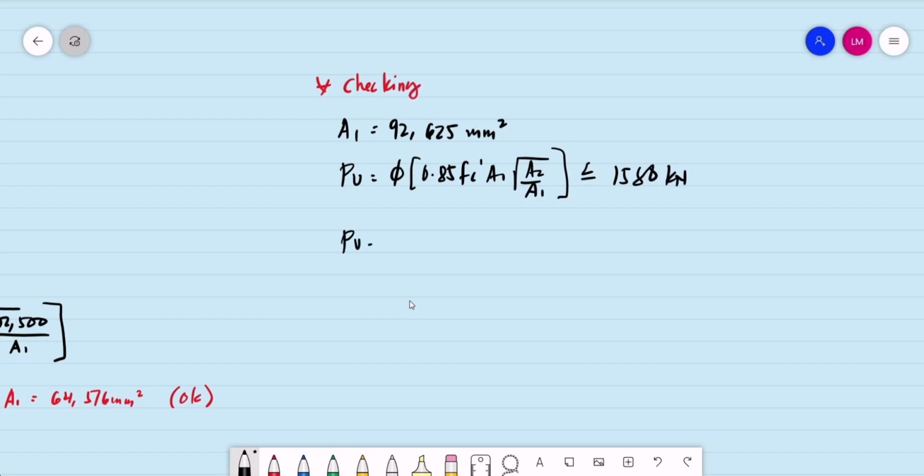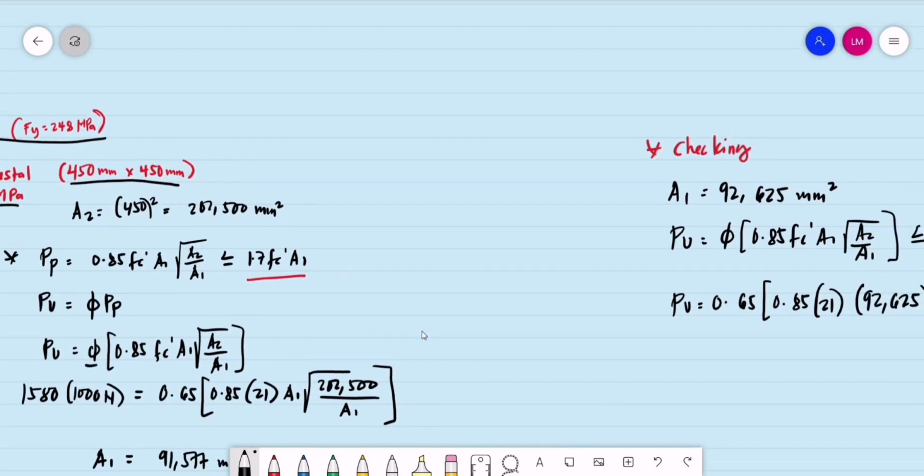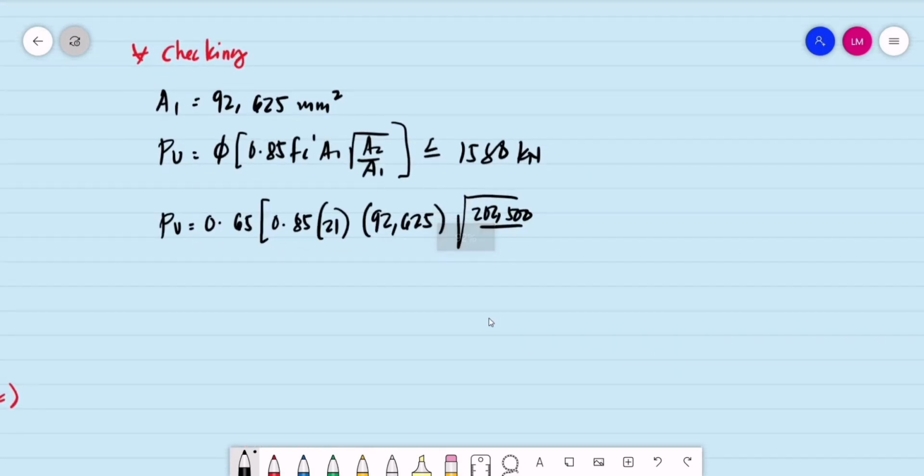Okay, so we now have phi Pn equal to 0.65 of 0.85, f'c is 21 megapascals. Our area 1 now is 92,625, to be multiplied by the square root of area 2. If you recall, area 2, the area of the concrete pedestal, is 202,500 square millimeters divided by 92,625 square mm.